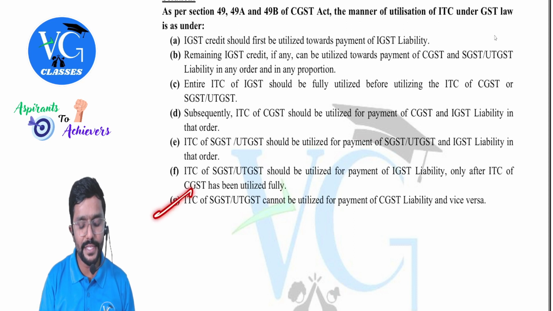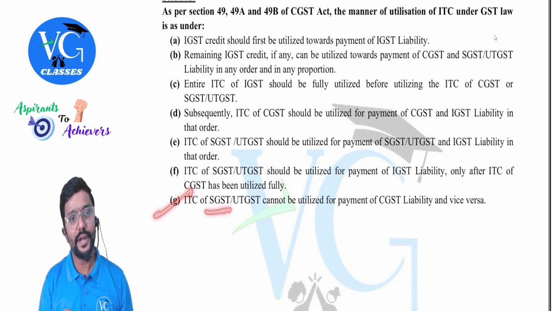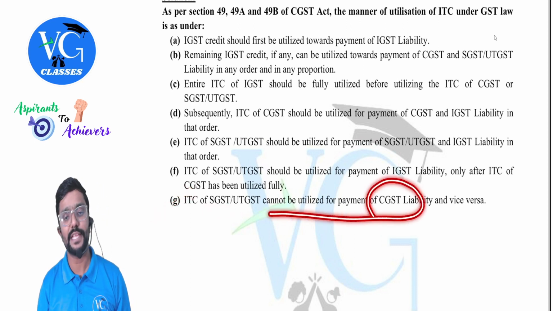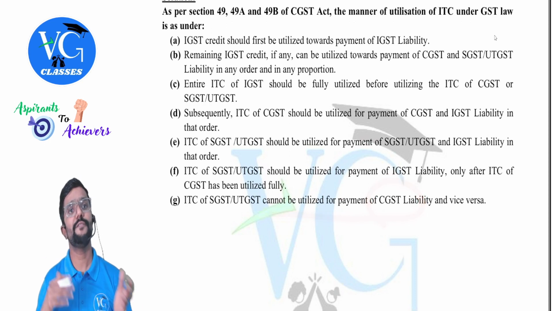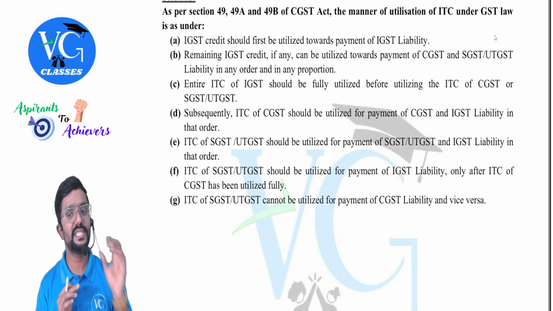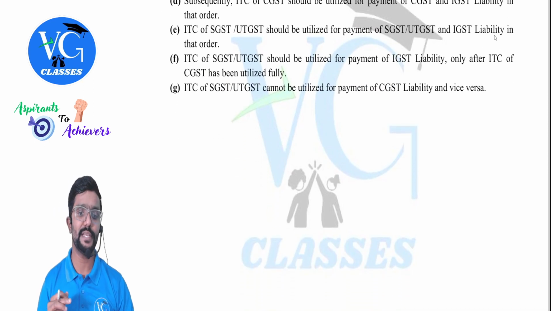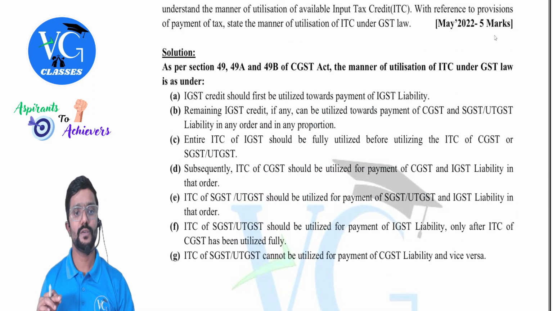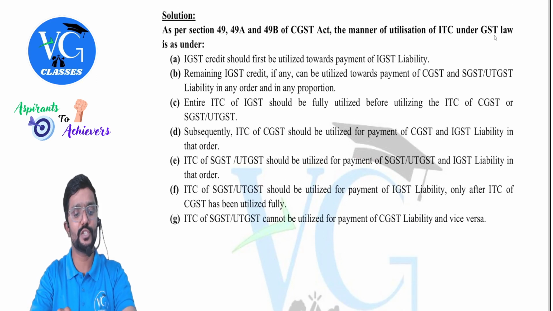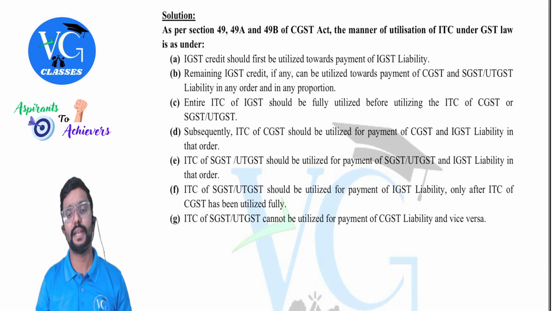Last one, ITC of SGST or UTGST cannot be utilized against SGST liability. Same way, vice versa. That is, CGST credit cannot be utilized to pay SGST liability, guys. That's all. So these are the additional questions on input tax credit, guys.